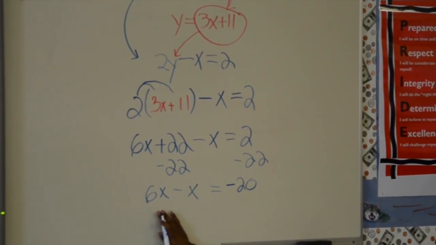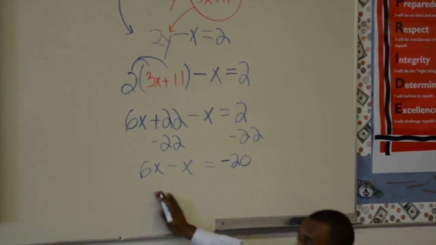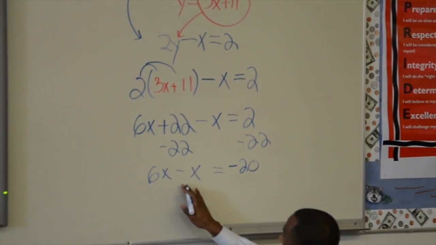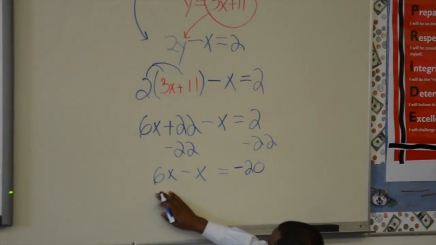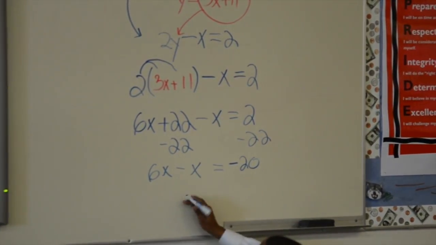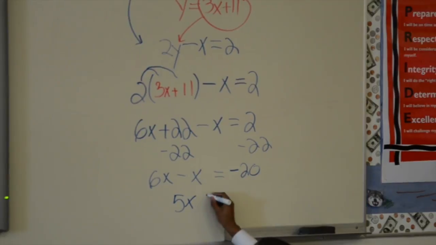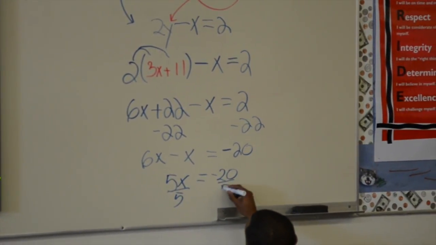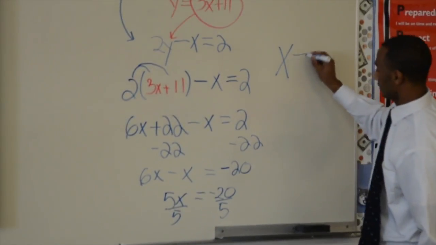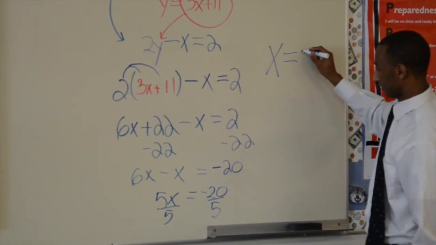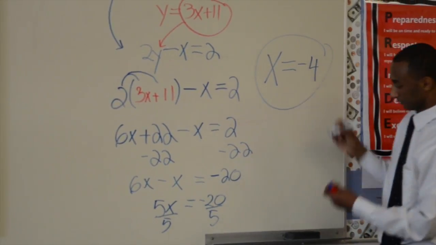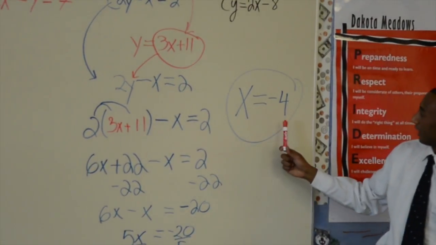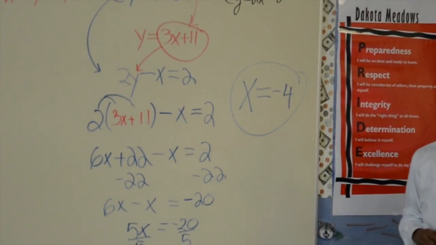Then what do we do next? Yeah, combine like terms. So 6 minus an invisible 1 here, it's negative 1. It'll be 5x is equal to negative 20. Then when you divide by 5, you have x is equal to negative 4. I got positive 4.